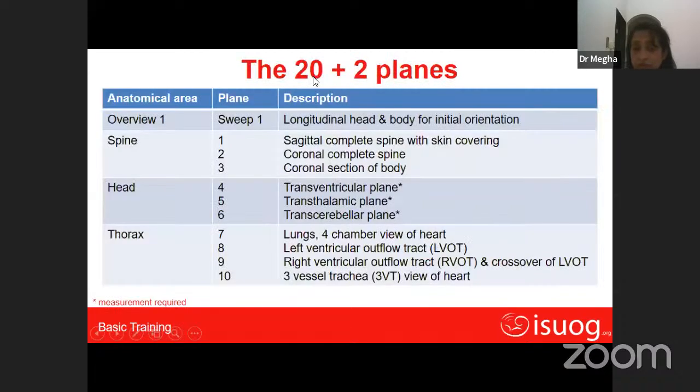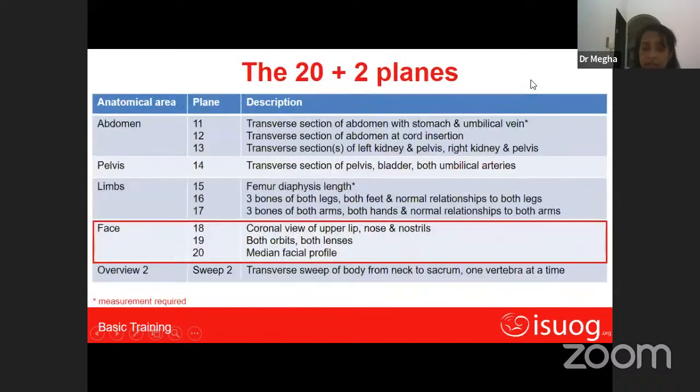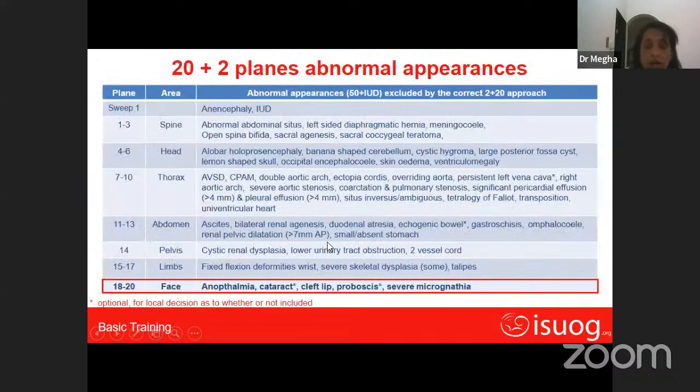So that brings us to the 22 plus 2 planes. And what we are going to concentrate on is planes 18, 19, and 20. Though these are labeled last, the beginning point of each of them is the transventricular plane, plane 4. And if you want, you can always look at the face after you've seen the head, which is what I normally do, especially if the face is anterior. If the face is posterior, I will leave it alone and then go back and look at it again at the end of the scan.